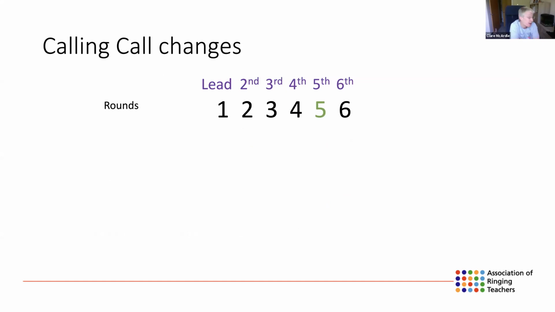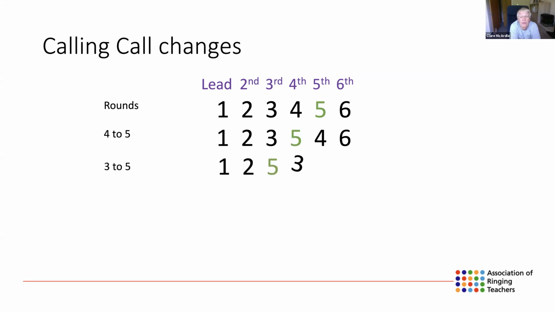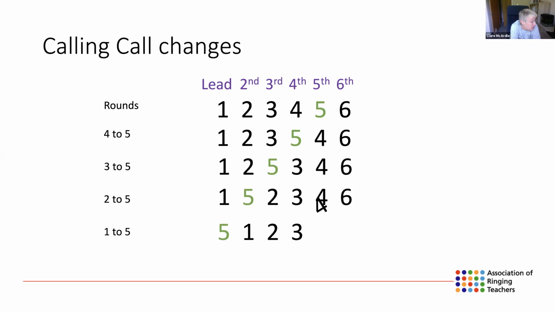So let's try a little exercise. Call the 5th from its home position, which is 5th place, down to lead. 4 to 5. And so you can see 5 is now in 4th place. 3 to 5, and 5 now moves into 3rd place. 2 to 5, 5 moves into 2nd place. 1 to 5, and 5 is now leading.